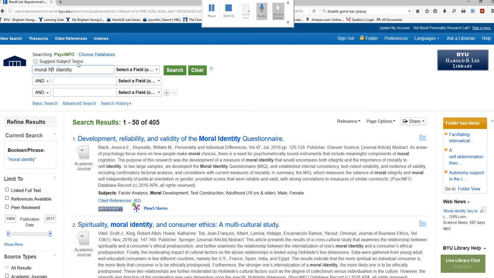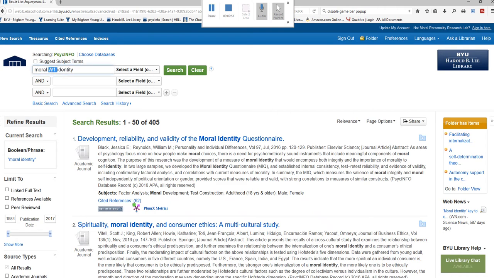The W, it has to be still in the same order. So this is, N is near, W is within. So the W for within means it has the same thing as the N search, but it has to be in this order. So this would only be picking up things with moral, something else, identity in this order. So yeah, let's just try one of these.